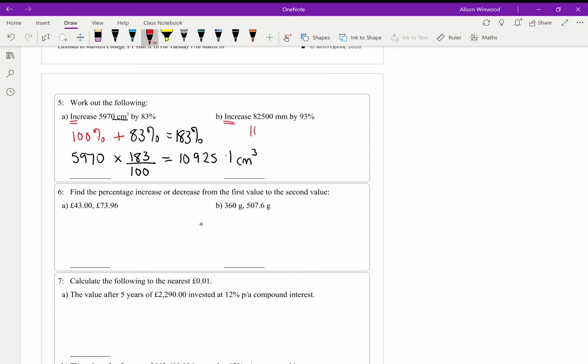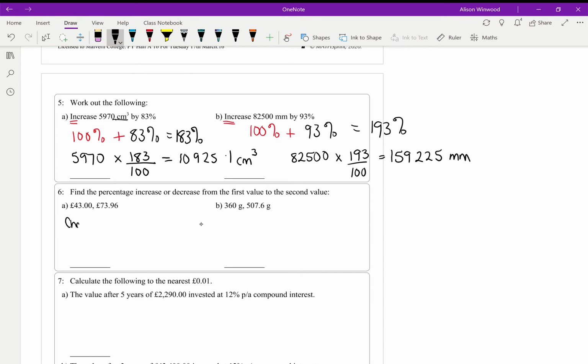Increase, so that's 100% plus. This time I'm adding on 93% to take me up to 193%. I had 82,500 and I want 193% of it, which is 159,225 millimetres in the question, millimetres in the answer.